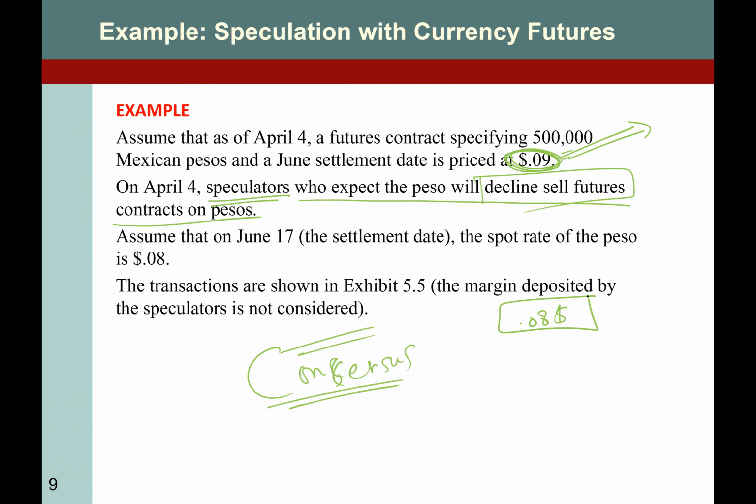Everybody is in consensus that the future price of the Mexican peso is going to decline. If the consensus is like 50%, 50% will say it will increase and 50% will say it will decrease. It means in the market there is no consensus, which means people have, we call that, different information. The specific name is asymmetric information.